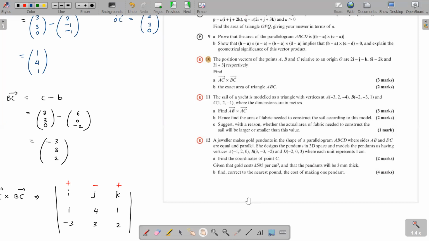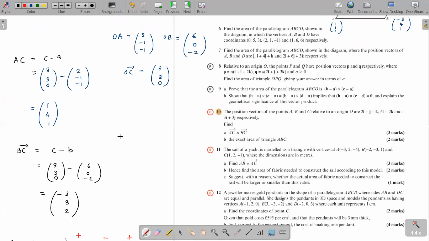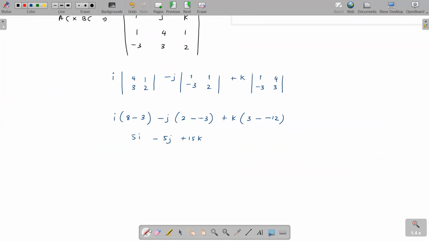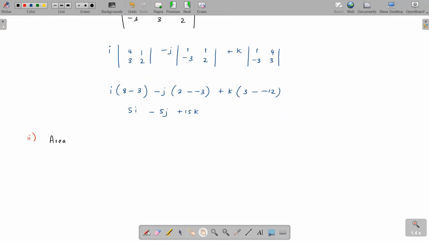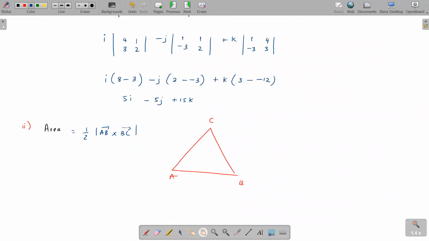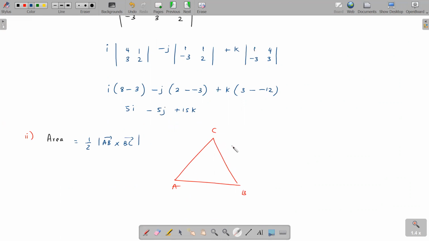Then they ask you to find the exact area of the triangle ABC. So if you want to find the area of the triangle ABC, what do we need to do? Half modulus of AB cross AC. So then use the area part 2, right? So actually, what was the triangle? Triangle was ABC, right? So now, instead of going with area equal half modulus AB cross AC, what we can do is use the help of the part we found earlier. What did we find up here? We found AC cross BC, right?